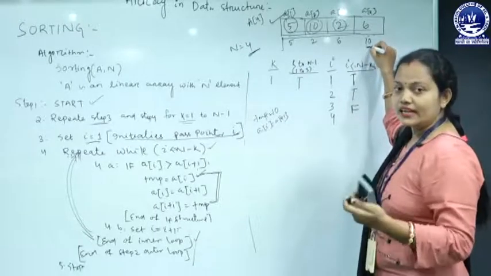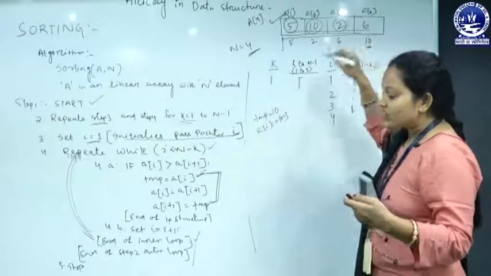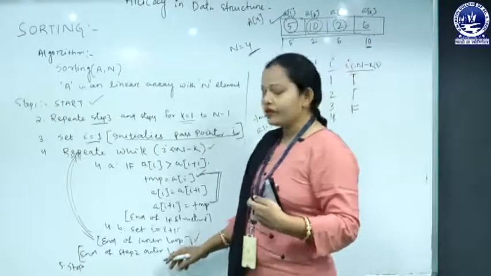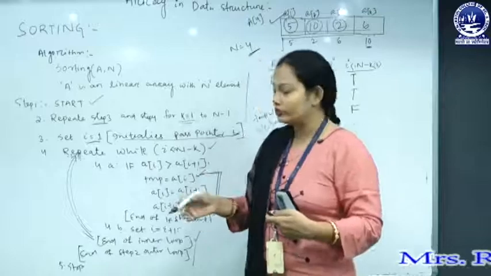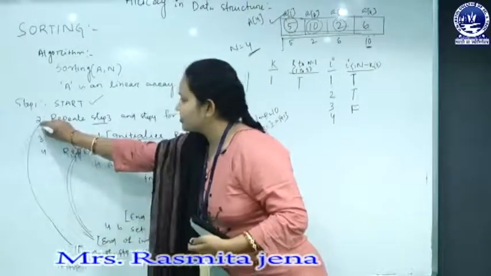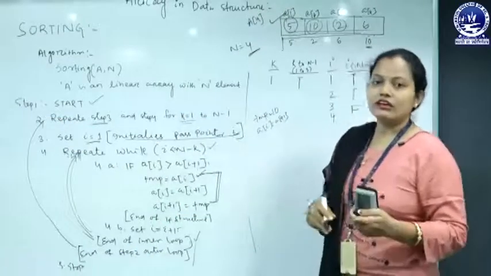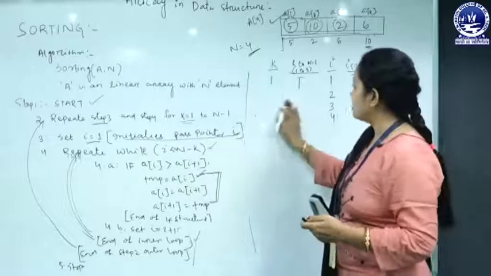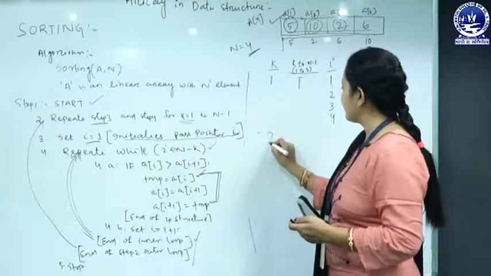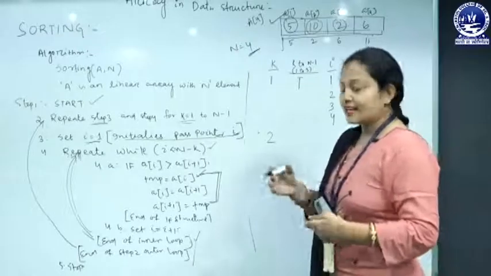That 10 is present at A of 4 location. Okay, so next we will increment the outer loop counter variable, that is we will go from this location to this location, and increment the k value. So k becomes 1 and then k becomes 2. Okay, so let's see the second pass.